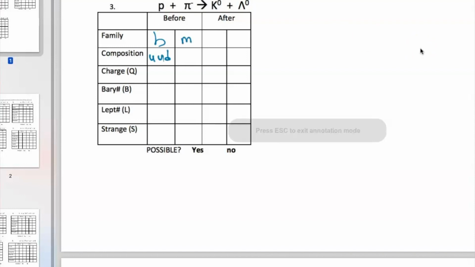It's a pion minus, so that is the opposite of a pion positive. So that's an anti-up and a down quark. Then the kaon 0 is a down and an anti-strange. And it's a meson because it has 2 quarks.